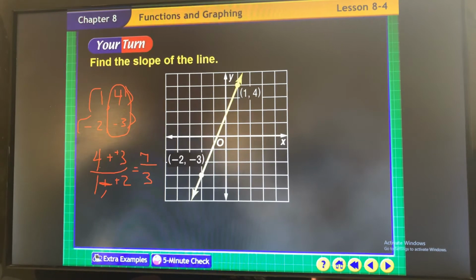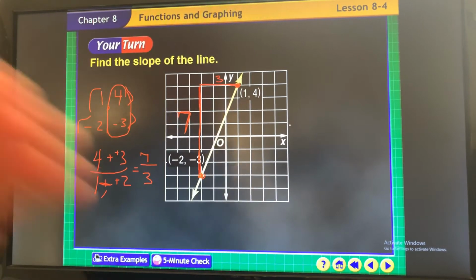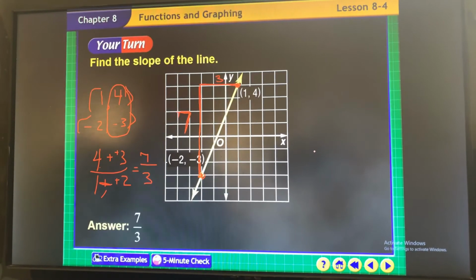So 7 over 3, let's see. From this point to this point, it goes 1, 2, 3, 4, 5, 6, 7. That's your rise. And then you have to run 1, 2, 3 blocks over to get to this point. So think of this as being, you're at your house and you're interested in going to your friend's house. You would have to go 7 streets up and 3 streets to the right. That's your slope. And it's a positive slope because it's going up the hill.